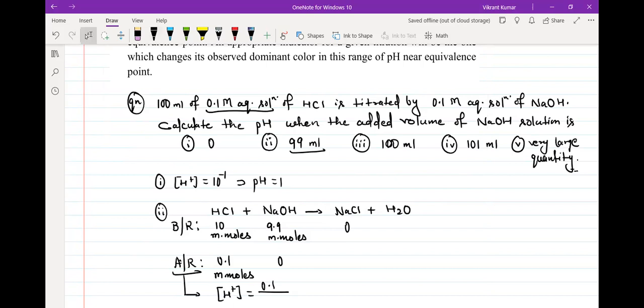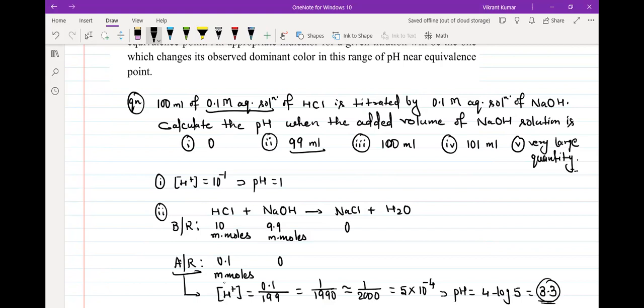It is not 100 because 100 ml तो पहले से था. We have already added 99 ml, so it has become 199. Okay, so that is 1/1990, we can say it is approximately 1/2000, just for the calculation, which means it is 5 into 10,000 से ऊपर नीचे multiply कर दो, तो 5 into 10 raised to minus 4, and which gives you pH का value 4 minus log 5, which is 3.3.